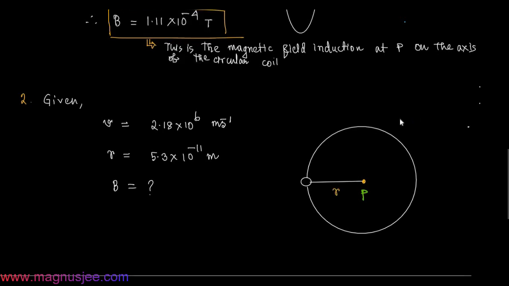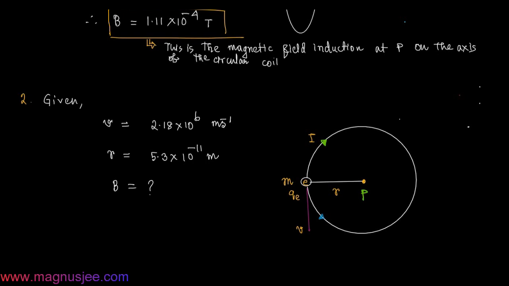P is the center of the circular path and R is the radius, and this is an electron of mass m and charge QE. Electron revolves with the tangential velocity v anticlockwise in this circular orbit, and current I will flow clockwise in the circular orbit, and in this case magnetic field induction B will be acting inwards at the center.